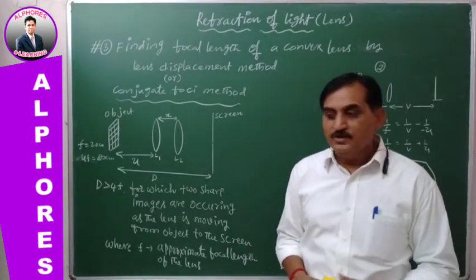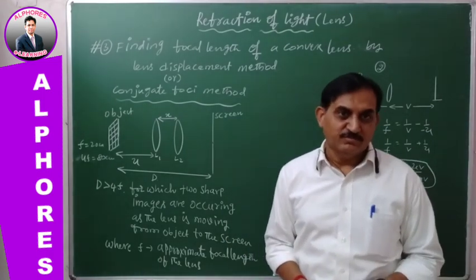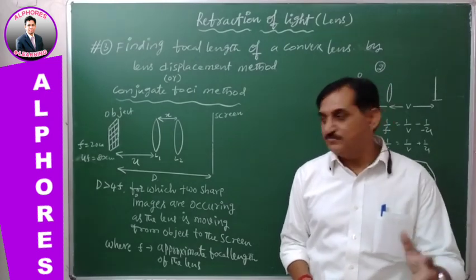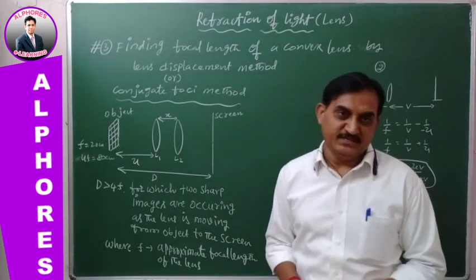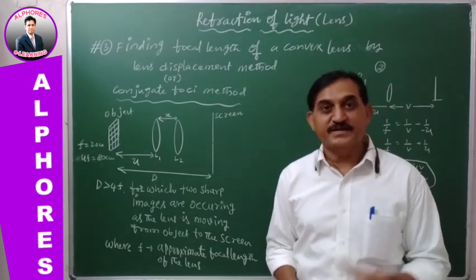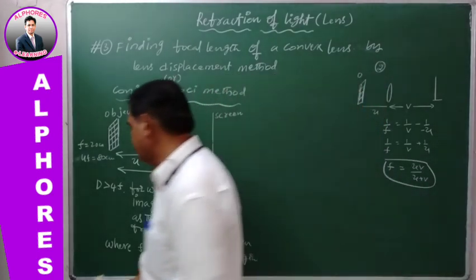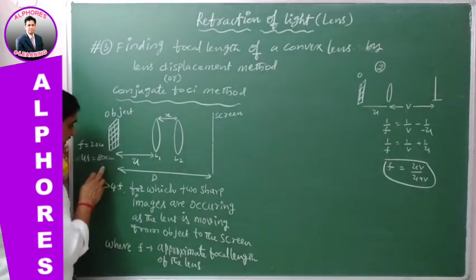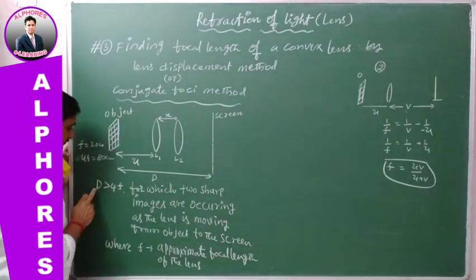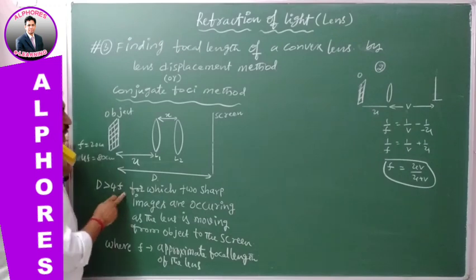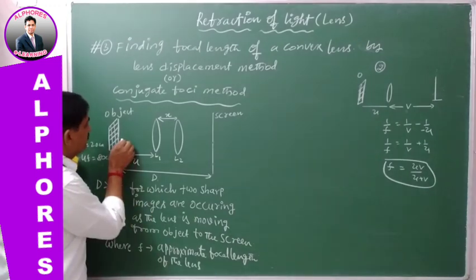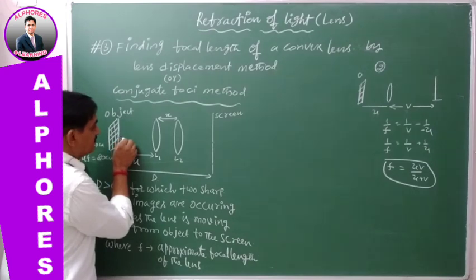Why is it so? Why are we keeping that greater than 4f? For conjugate foci. What is the meaning? What does it mean? Whenever we keep the separation, capital D, greater than 80 centimeters, that is greater than 4f, the lens is slowly moved from the object to the screen.